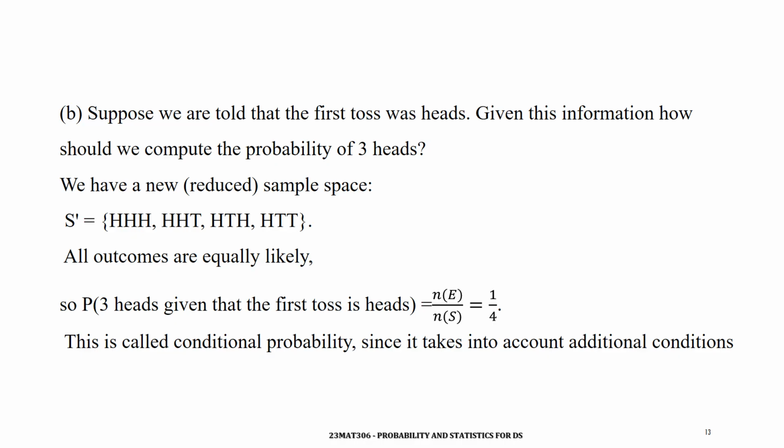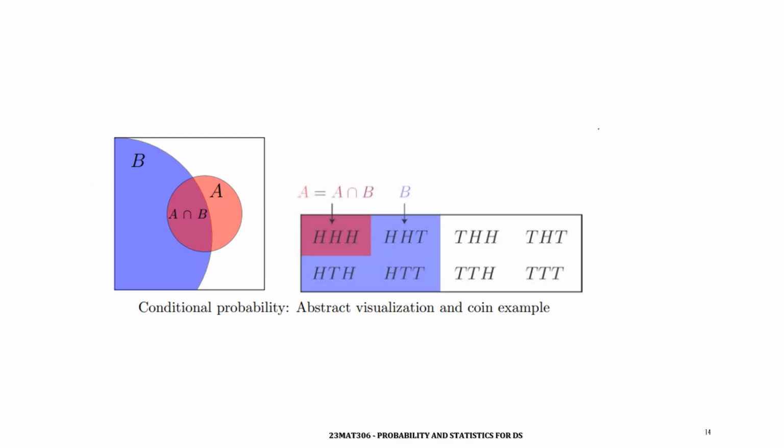Similarly, suppose we are told that the first toss was heads. Given this information, how should we compute the probability of 3 heads? So, the sample space is narrowed to S dash, where the first toss is head. All the outcomes are equally likely. So, the probability of 3 heads, given that the first toss is heads: the total number of events is 4, and in that the first toss is head, so n of E is 1, giving 1 by 4. So, this is called conditional probability since it takes into account additional conditions. This is the abstract visualization along with the coin example.